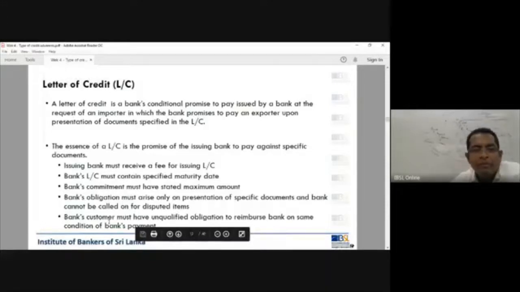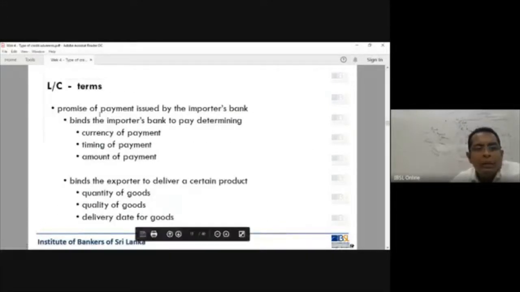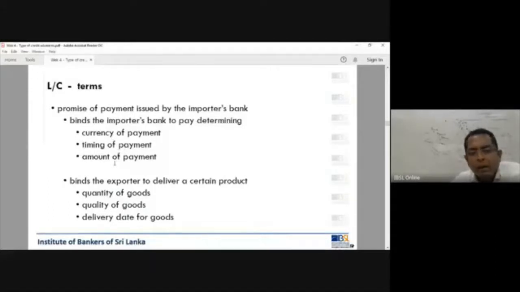Right? A promise of payment issued by an importer's bank binds the importer's bank to pay: currency of payment, timing of payment, and amount of payment. Like we say, okay, you send the documents, we will send you 100,000 USD before this date, the due date, right?